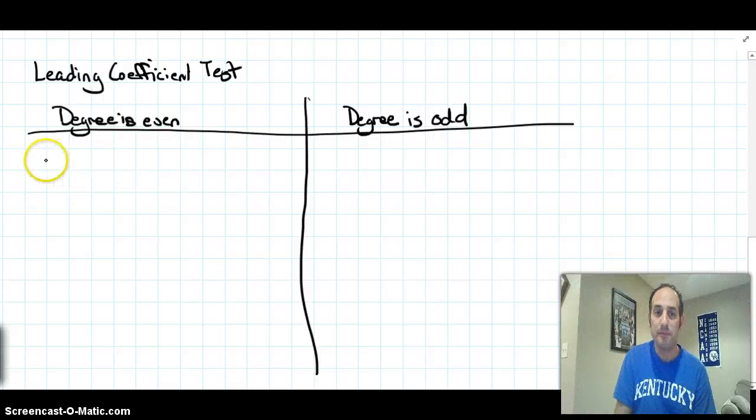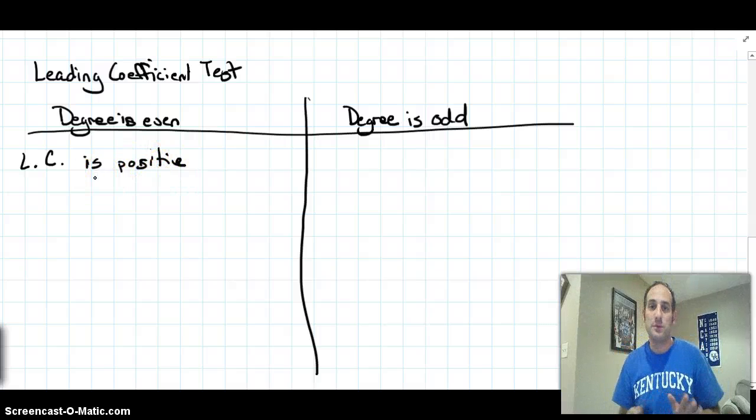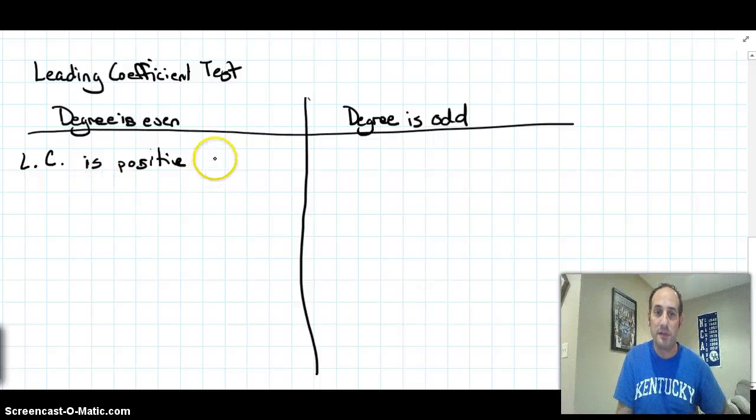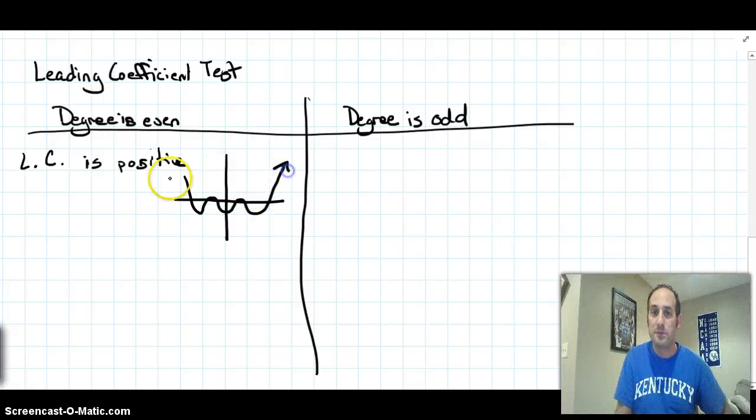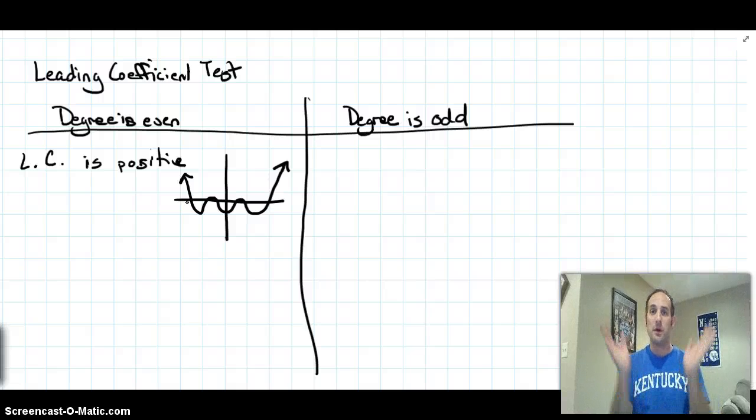If the degree is even, and the leading coefficient, which I'm going to call LC, is positive, the only thing I really want to look at is what happens when you get really far to the left side of the graph or really far to the right side. You can think of this one like a parabola. If the leading coefficient is positive, it's going to go up towards infinity. It can do whatever it wants on the inside as long as it's smooth curves, and it's going to go up towards positive infinity in both directions. That's for an even degree with a positive leading coefficient. So it's going to open upward like that.